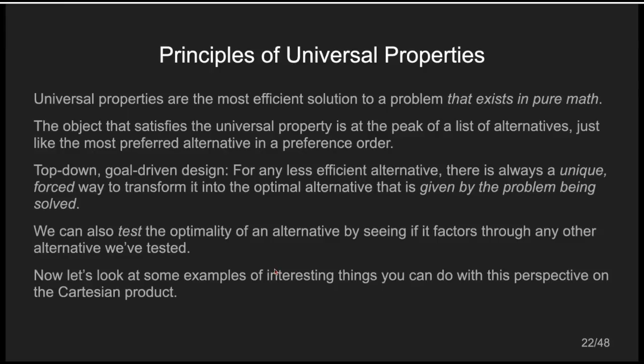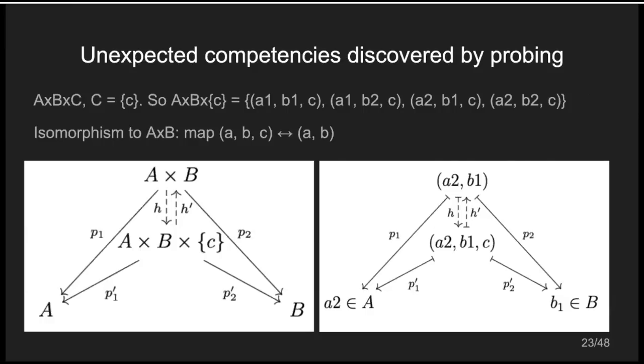And now that we have this picture of the universal property of the Cartesian product, we're going to see a couple of very cool agentic things that you can only do with this definition and not with the internal view of Cartesian product. So the first thing we can do is we can find unexpected competencies that we could only discover by probing objects. So let's consider this Cartesian product of three sets, A times B times C, but this time we're going to have C be a one-element set consisting of just little c, no C1, no C2, just little c. So it's A times B times just the set containing c. And it's this set of four ordered triples. So we have ordered triples, not ordered pairs, but there's only four of them.